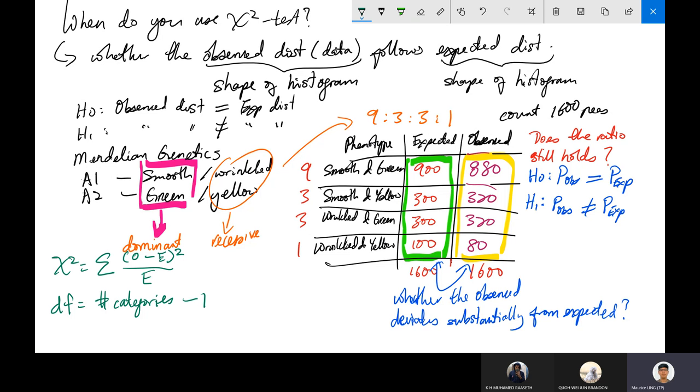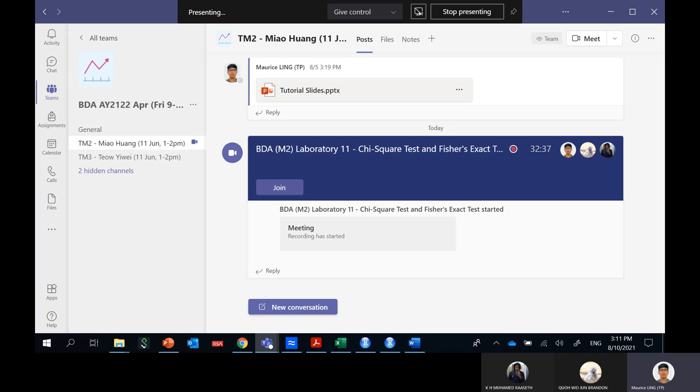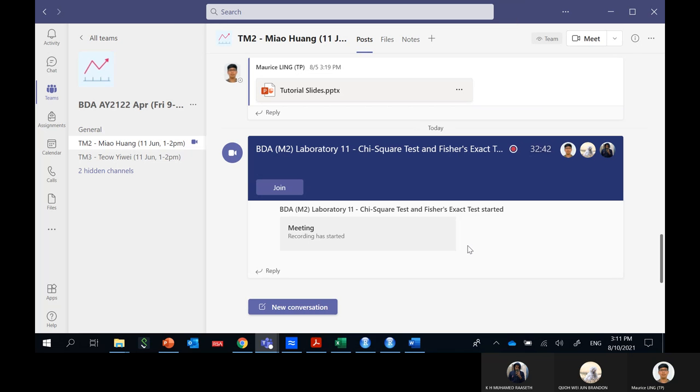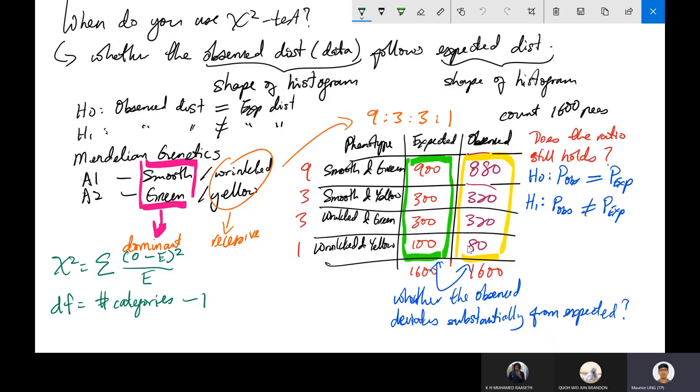Okay, so this is actually quite important. In fact, we will come to that. Why is it so important? So let's do a chi-square test first. The chi-square test is not in your data analysis step. You have to do it yourself.